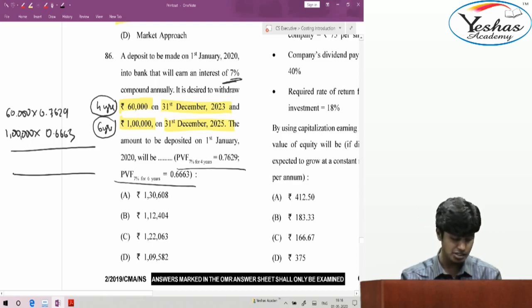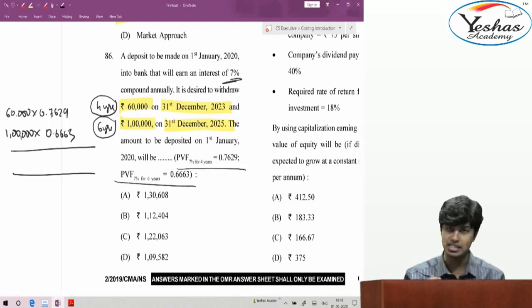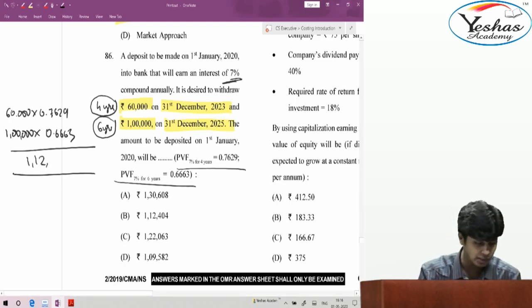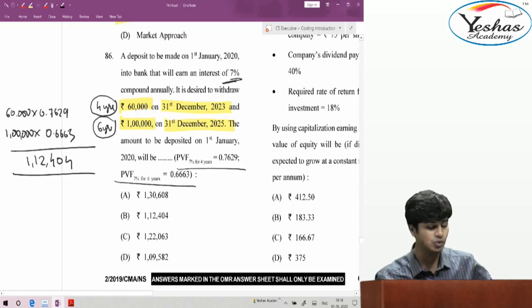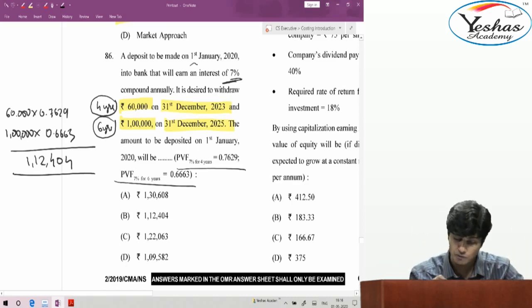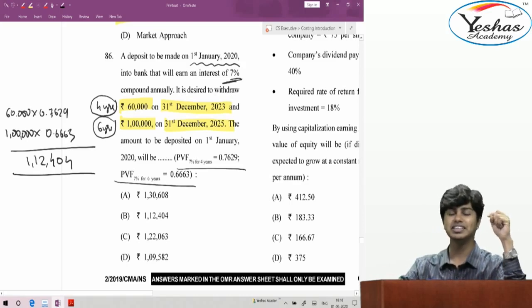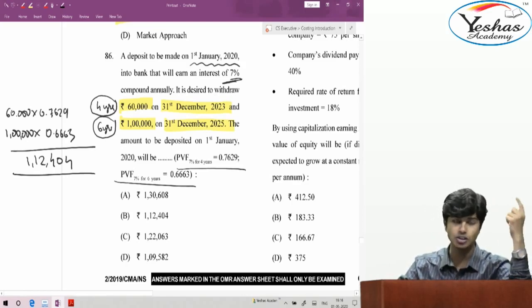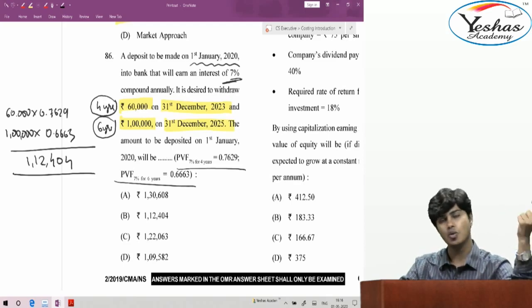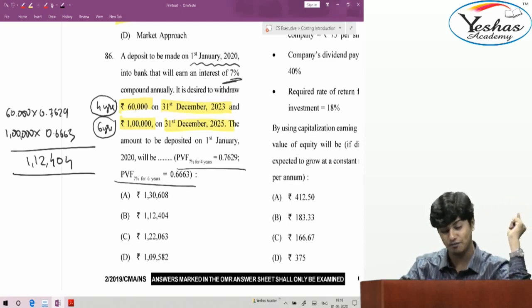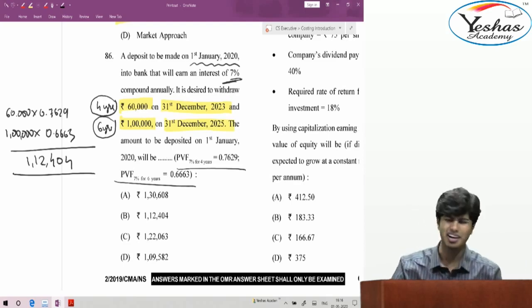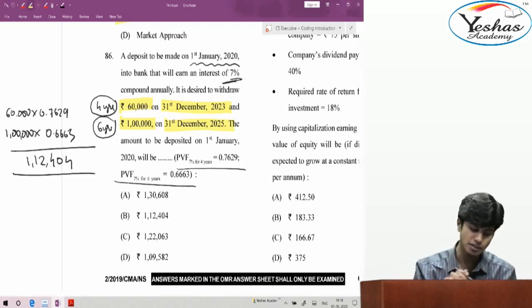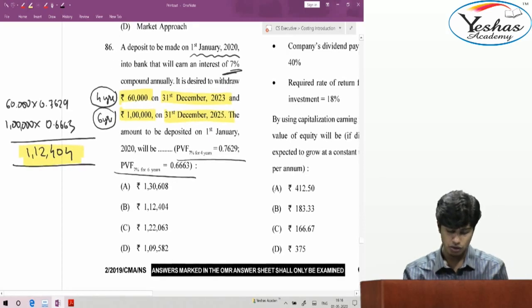60,000 multiplied by 0.7629 gives you 45,774. I'll add it to the memory. Then 1 lakh multiplied by 0.6663 gives me 66,630. Once I add that also to memory and check my memory, it is 1,12,404. If I invest 1,12,404 today, that is on 1st of January 2020, at 7% interest compounded annually, I can withdraw 60,000 on 31st of December 2023, and 1 lakh rupees on 31st of December 2025. So this is a pure FM question and not very difficult. We can definitely solve it. So the answer for this question is 1,12,404.